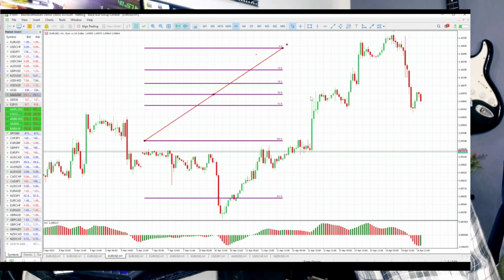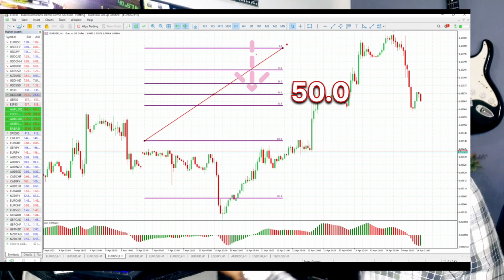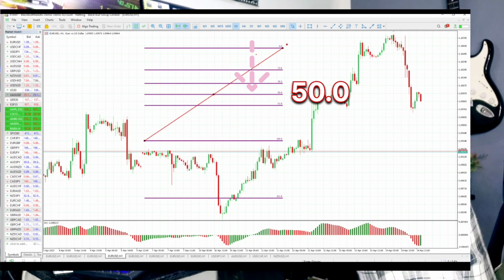So imagine that the market retraces back to the 50% level and gives us a confirmation pattern. Then we take the market up. If the market does not give us a confirmation pattern, we don't take the market up. If the market is retracing to the 38, it means it's a normal correction.